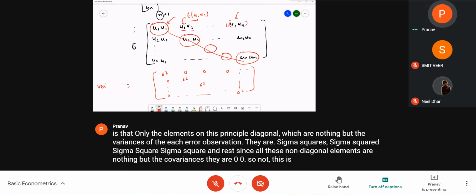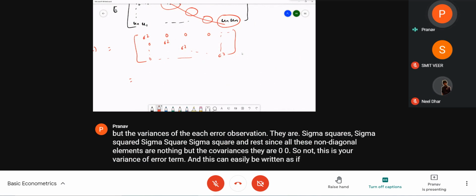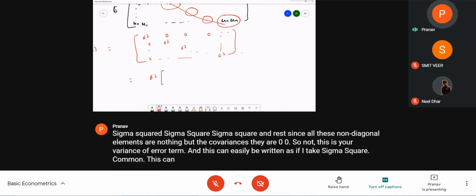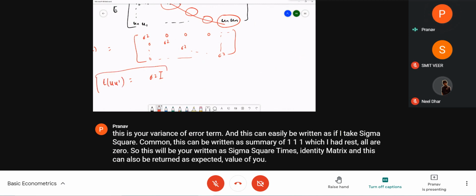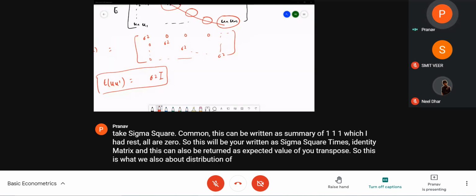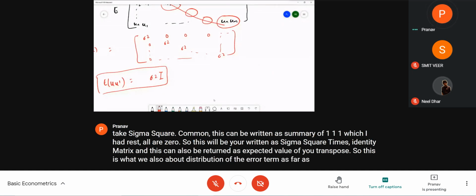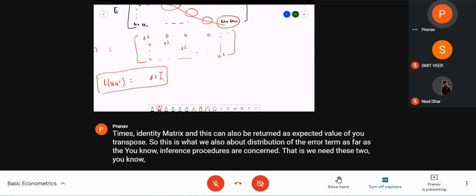So now this is your variance of the error term, and this can easily be written as, if I take sigma square common, ones on the diagonal, and the rest all are 0. So this will be written as sigma square times the identity matrix, and this can also be written as the expected value of u u transpose. So this is what we assume about the distribution of the error term as far as the inference procedures are concerned. That is, we need these two assumptions when we talk about the inference procedures based on the OLS estimators.